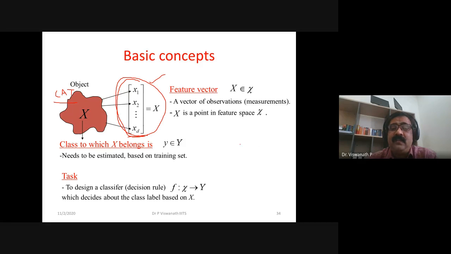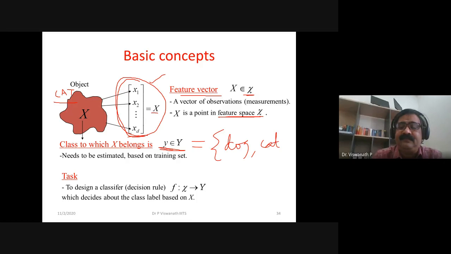If you take all the feature vectors, they form a feature space. We can call this feature space with this symbol, script X. Now there may be cat pictures or dog pictures, so there are labels for these objects. For some vectors the label is cat, for some the label is dog. The labels come from the set capital Y, which in our example is dog, cat. For one example the label, small y, is dog; for another, small y may be cat. So the label is coming from this set.